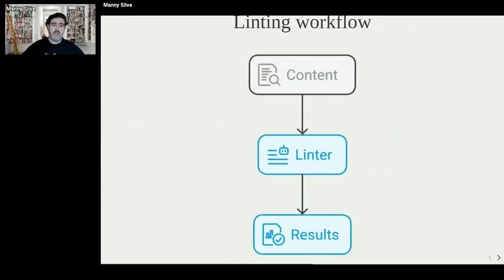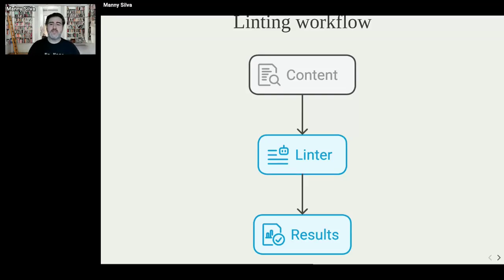Well, there we go. I was able to get up here and show all of this, but one of my slides decided not to behave. You can see most of the diagram here, but using a linter is pretty straightforward. You pass your content to a linter, which outputs the results, and the hardest part is configuring your rules.